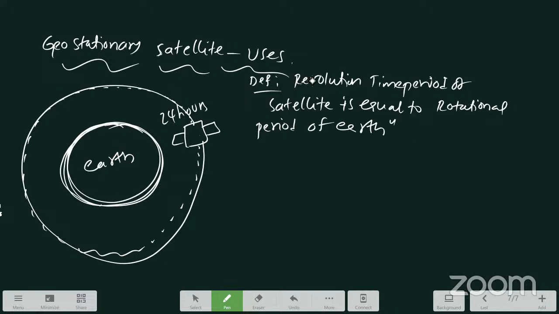The revolution time period of a satellite is equal to the rotational time period of the Earth. That is a geostationary satellite. Next point, its time period is 24 hours.